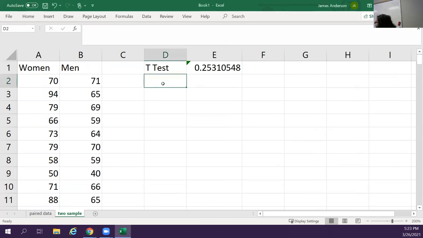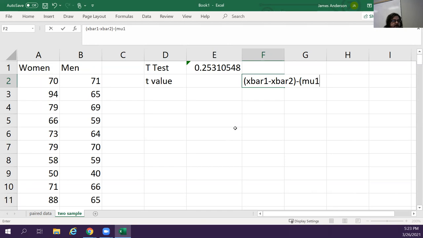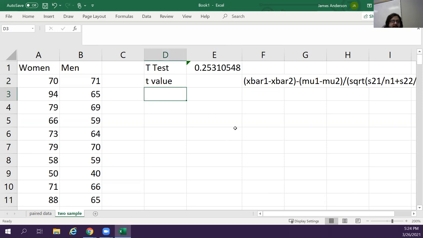Okay, so for this, my t statistic is going to be x bar 1 minus x bar 2 minus u1 minus u2, and all that's divided by the square root of S1 squared over N1 plus S2 squared over N2, if I'm not confused. If you're in the book, it's on page 430. Generally speaking, u1 minus u2 is usually equal to zero. It just saves us time.